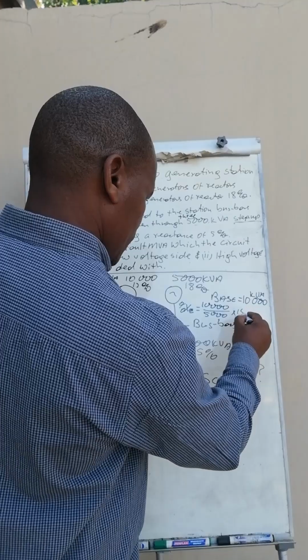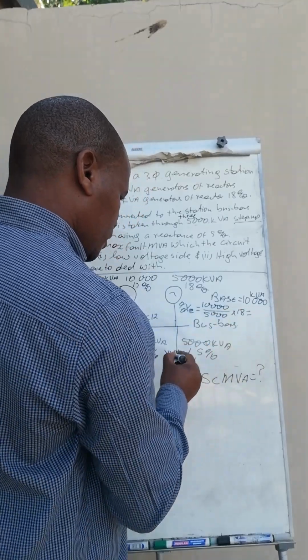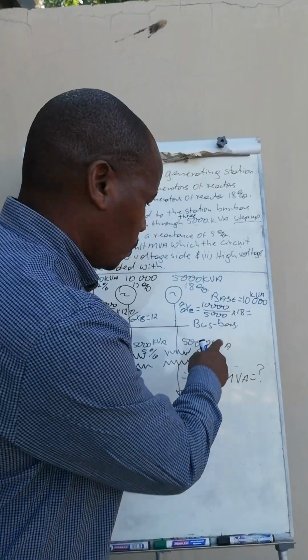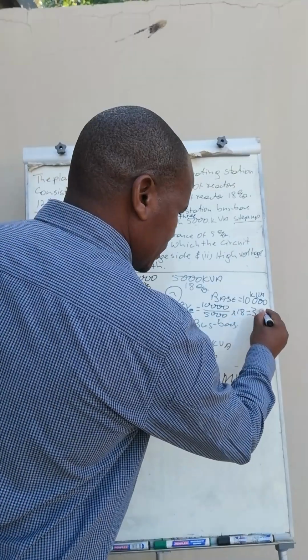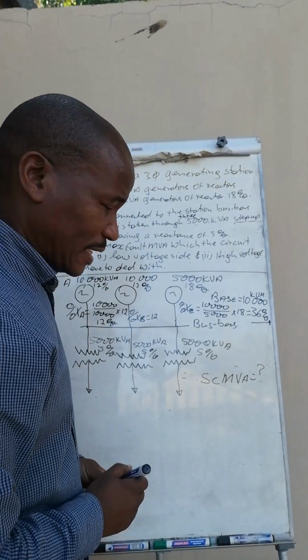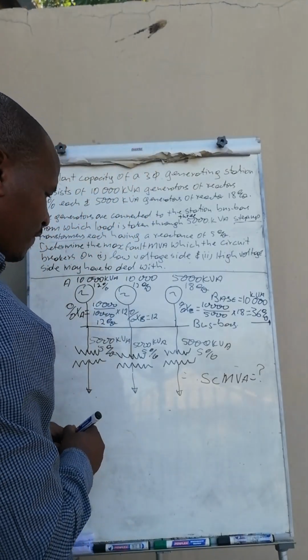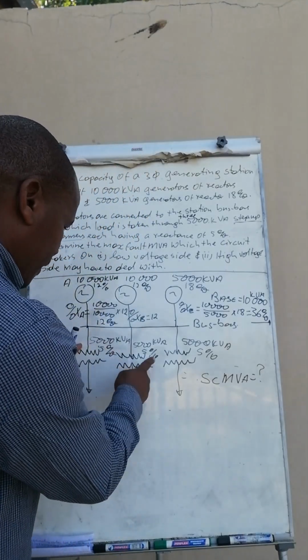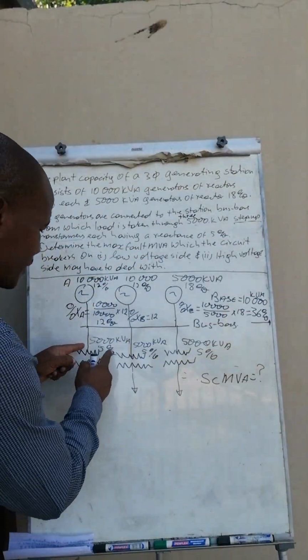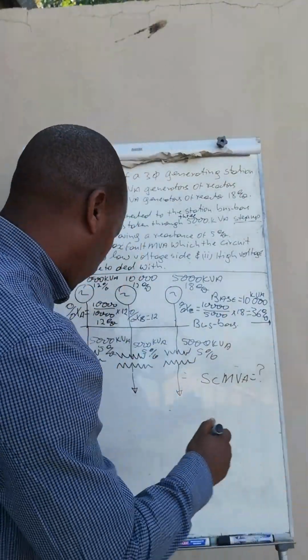18%, and it is equal to what? 10,000 divided by 5,000 is 2. 2 times 18 is 36. 36%. Very, very important. Here, we are only going to choose one phase. Why? The conditions are the same in all phases.